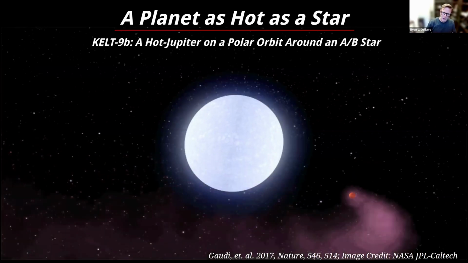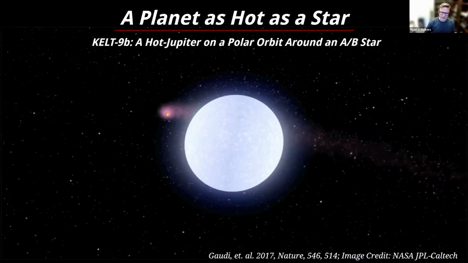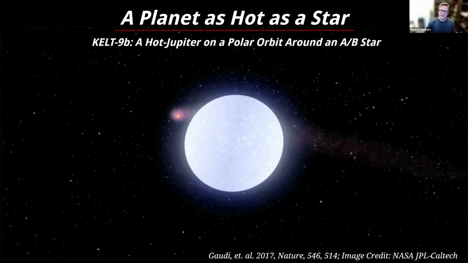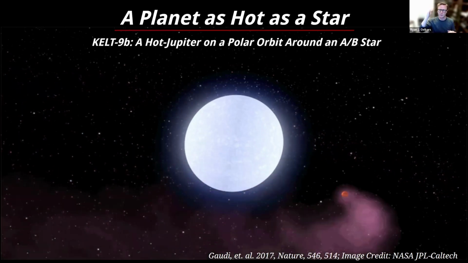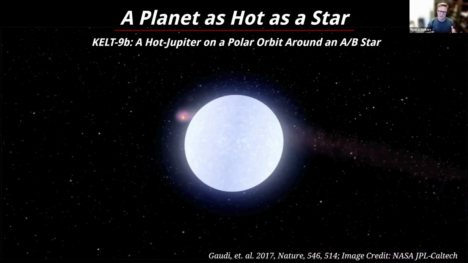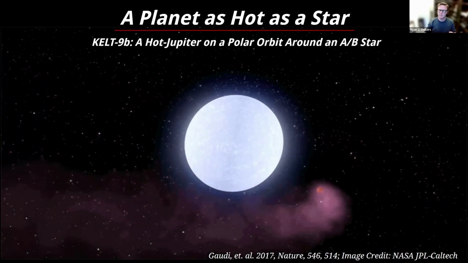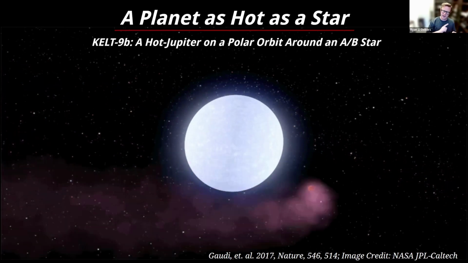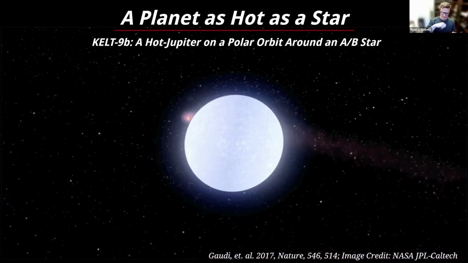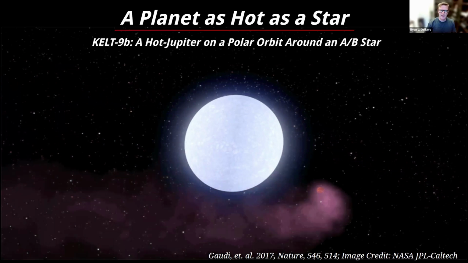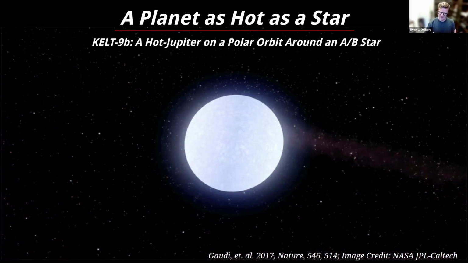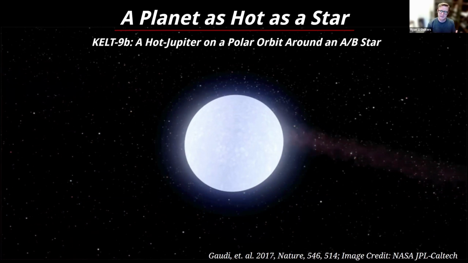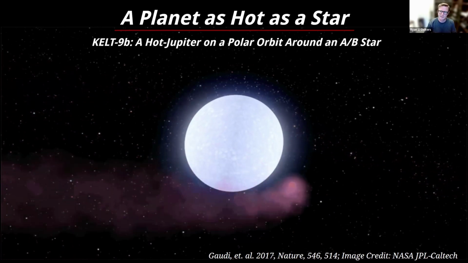To hammer this point home, one of these really hot planets is called KELT-9b. This is one of those hot Jupiters. It's orbiting around an A or B star, which is super hot, much, much hotter than stars like our sun. And it's on a polar orbit. So instead of orbiting west to east, like the objects in the solar system do, this thing is going north to south. So clearly there's some weird dynamics that started and formed this weird relationship between the star and its planet.